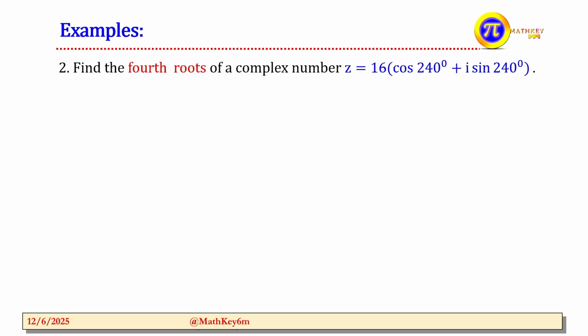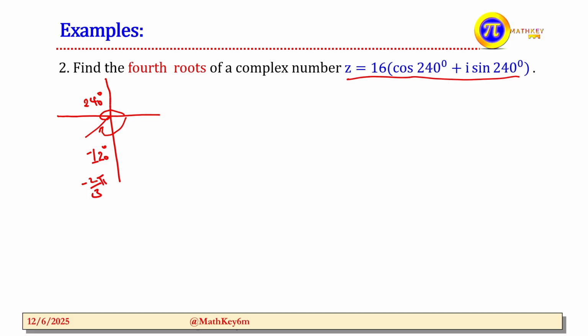Let us continue to the next one. Find the fourth root of a complex number which is given in such form. Since it is obtained at 240 degrees, it lies in the third quadrant. Let's say this one is 240 degrees. Then, if we make this the principal value, we have to move this way and make it negative 120 degrees, which equals negative 2 over 3 pi radians. We can express it in radian form.